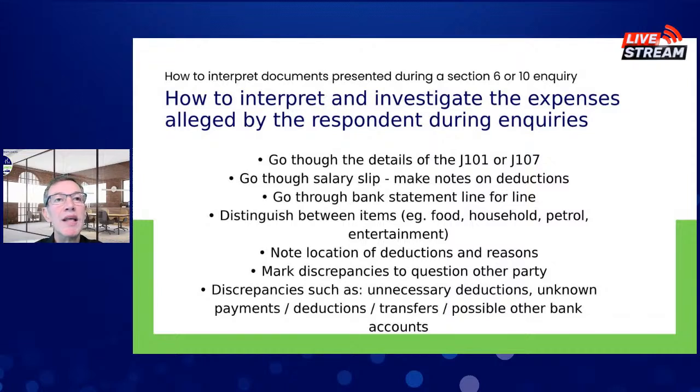Also then mark the discrepancies and question the other party. You would have the opportunity to question the other party on those discrepancies, such as unnecessary expenses, deductions that you don't know of, things like luxury items bought on Takealot or on eBay, for example, big amounts like those. Those could all be used in cross-examination and you would be well within your right to ask those types of questions.